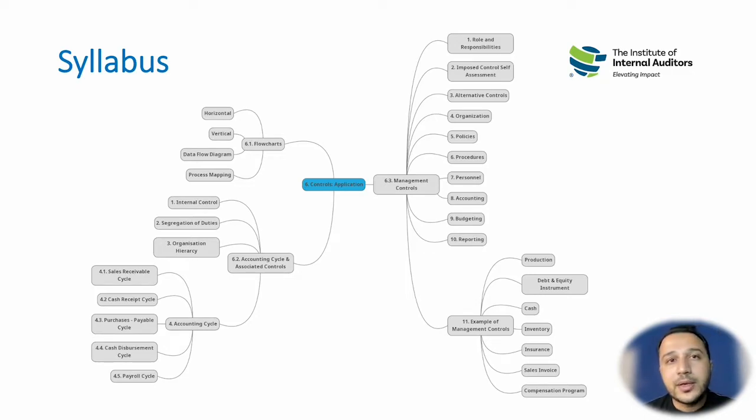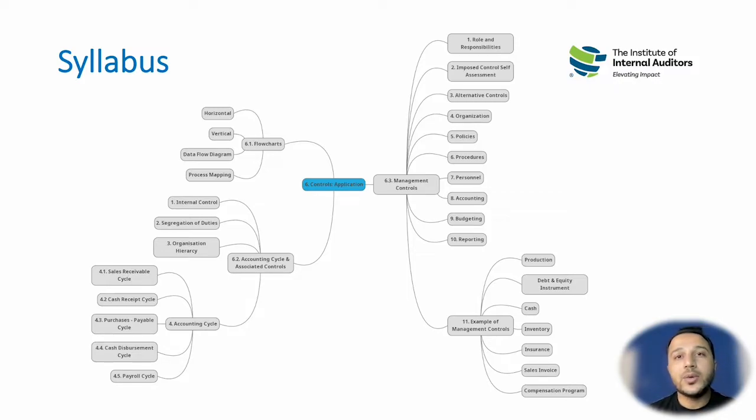The unit can easily be divided into 3 parts. The first is about flowcharts. A flowchart is basically a pictorial, or diagrammatic, depiction of a process within a company. So we will be discussing flowcharts in order to understand the different processes within the organization. We will also be discussing the accounting cycle and the controls associated with the accounting cycle.